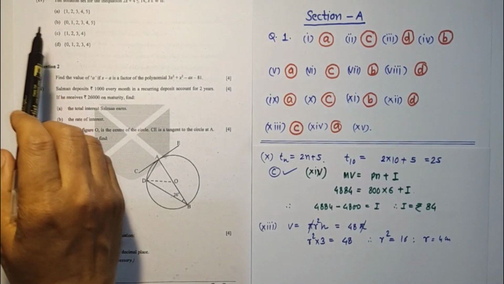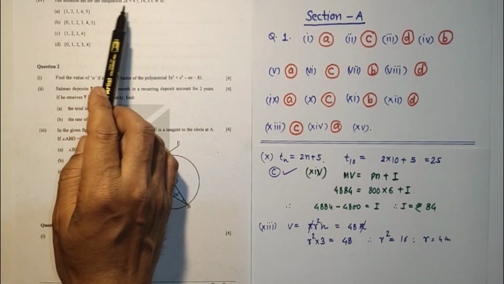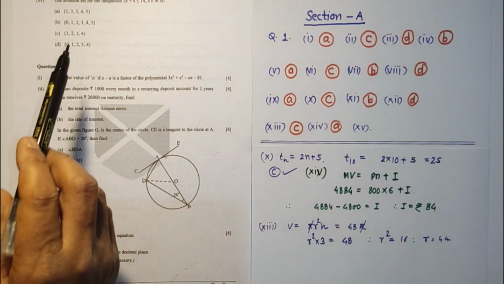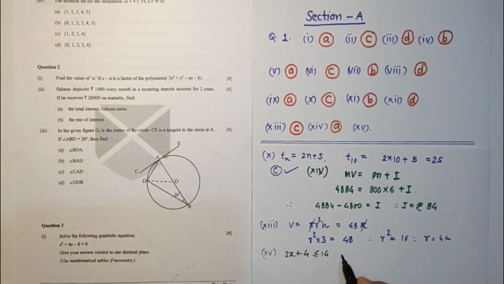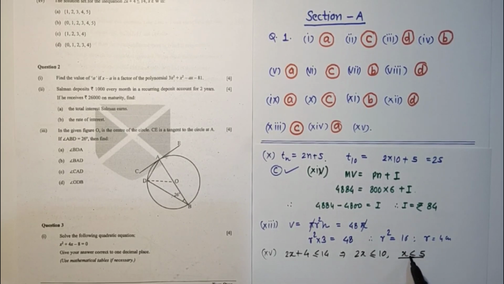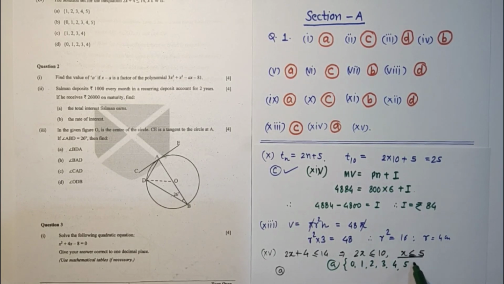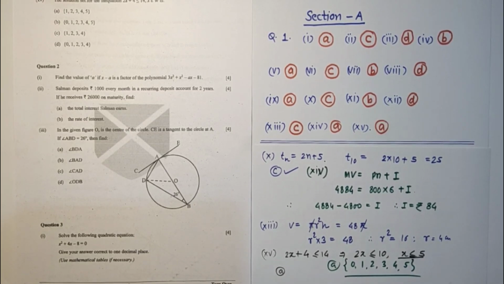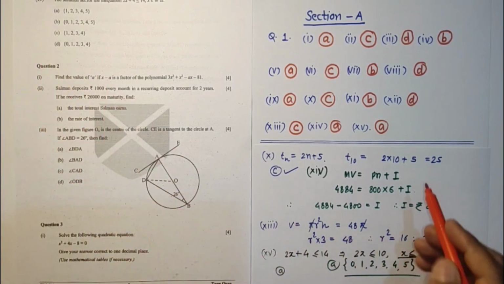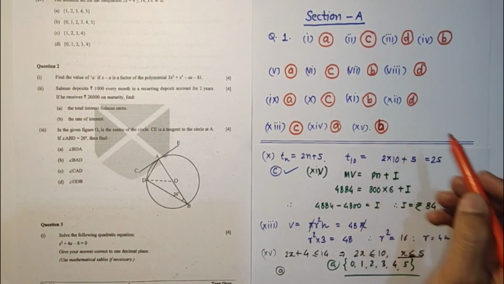In question number 15, the last one, we need the solution set for the given inequality where x belongs to whole numbers: 2x plus 4 is less than or equal to 14. So that will be 2x is less than or equal to 10, and therefore x is less than or equal to 5. Since x belongs to whole numbers, it is 0 to 5, including 5 and 0. So 0, 1, 2, 3, 4, 5, because 5 is included. Sorry, this will be in option B. 0, 1, 2, 3, 4, 5 is in option B. So B is correct.